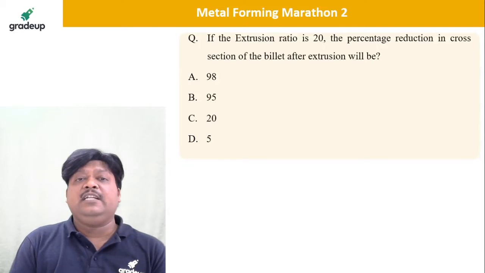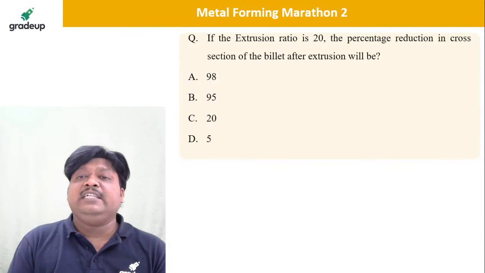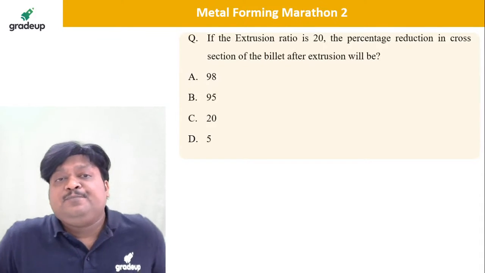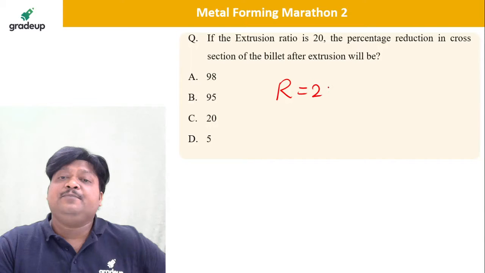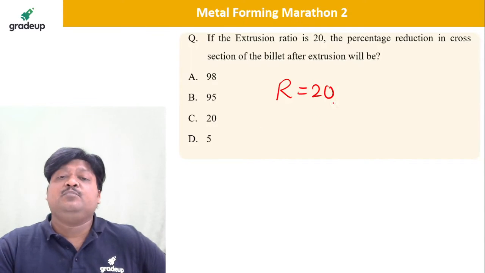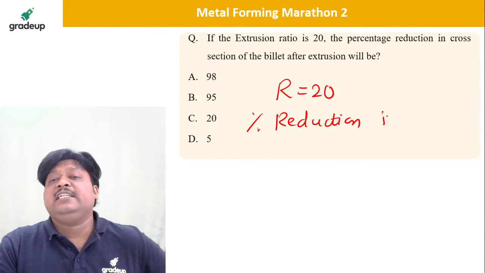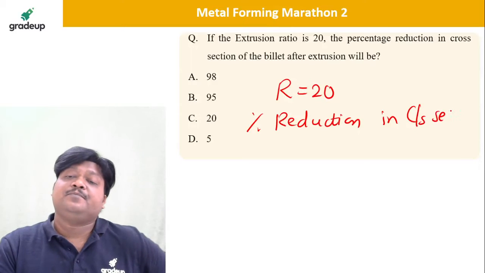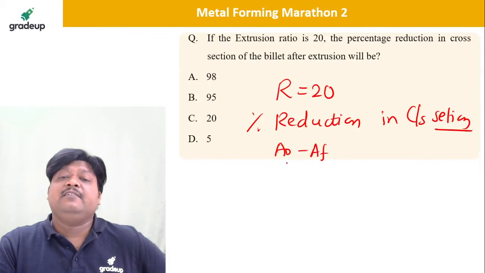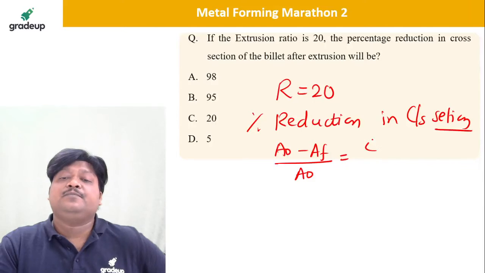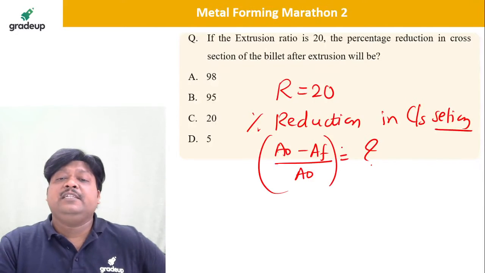Take this question on extrusion. If the extrusion ratio is 20, the percentage reduction in cross section of the billet after extrusion will be. If the extrusion ratio R is given as 20, the percentage reduction in cross section, that is A original minus A final divided by A original, will be how much? And of course, it is a percent, so we have to multiply by 100, isn't it?